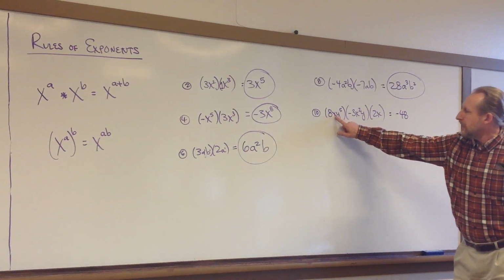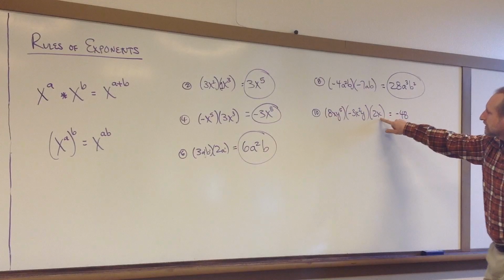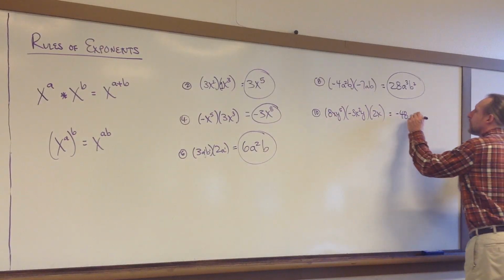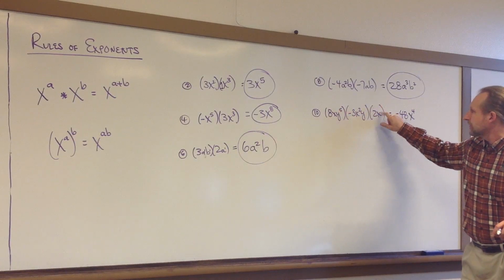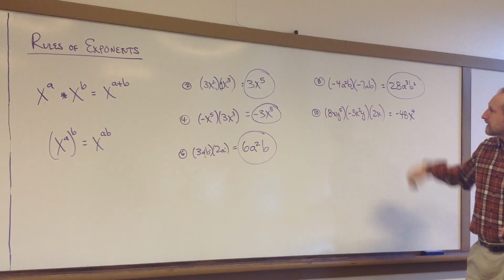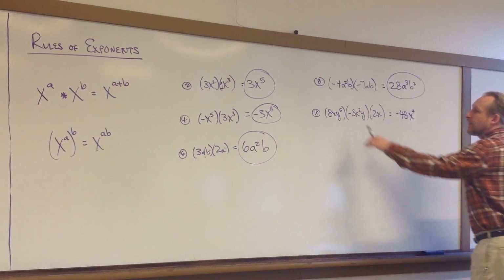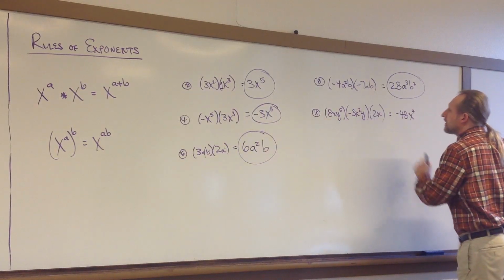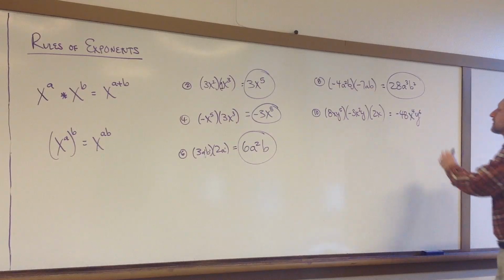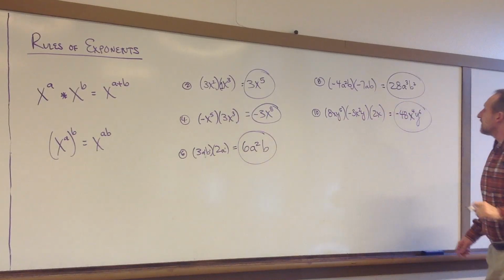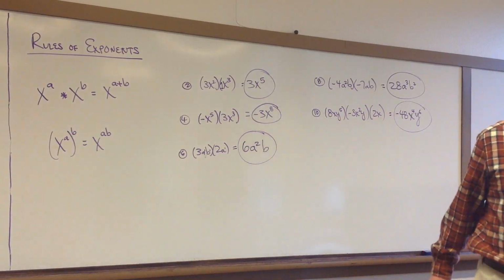Then we've got an x times x squared times x again. That makes 4 of them. X to the fourth, right? These are x to the first. This is x squared. That's how we end up with x to the fourth. Then we've got a y to the fifth and a y to the first. That makes y to the sixth power. And there's our answer, negative 48, x to the fourth, y to the sixth.